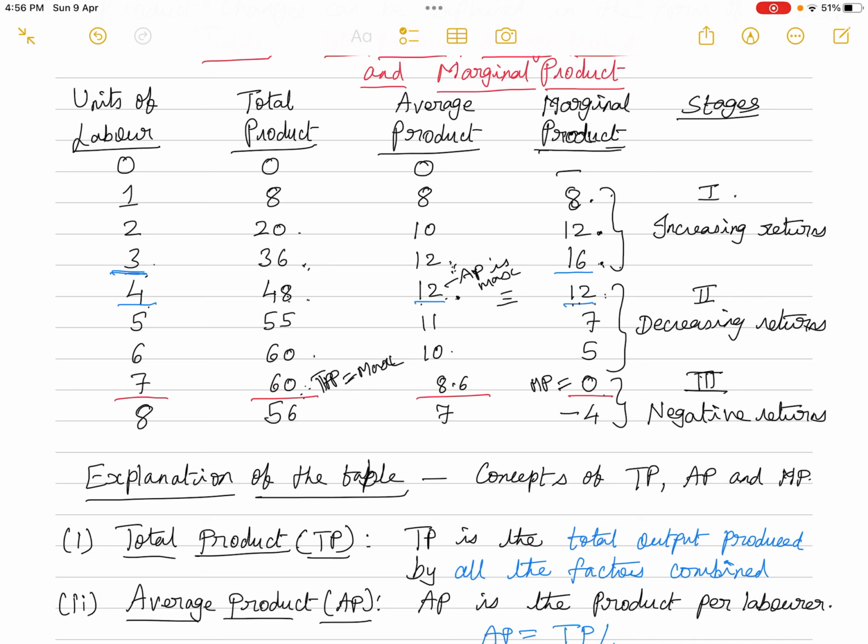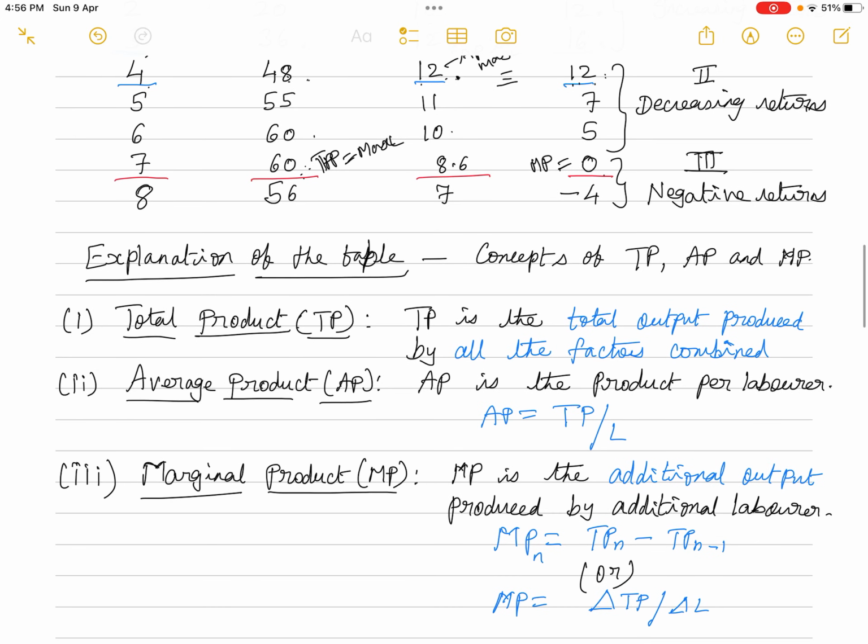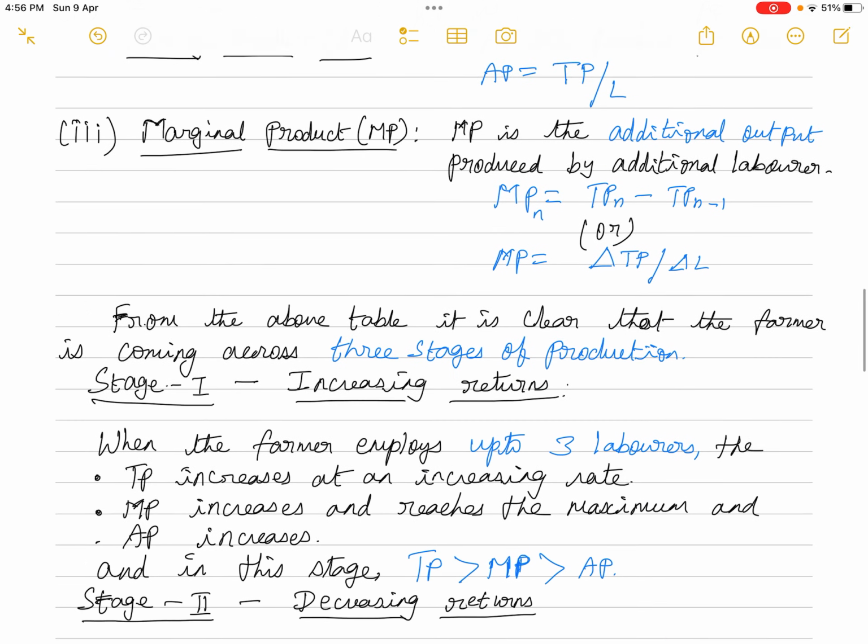From the point where the marginal product starts decreasing up to 0, that is stage 2, decreasing returns, and beyond that it is the negative returns. So these are all the 3 stages the farmer comes across when he keeps on employing the labor force with a fixed piece of land, that is 10 acres of land. For the example we have taken 10 acres.